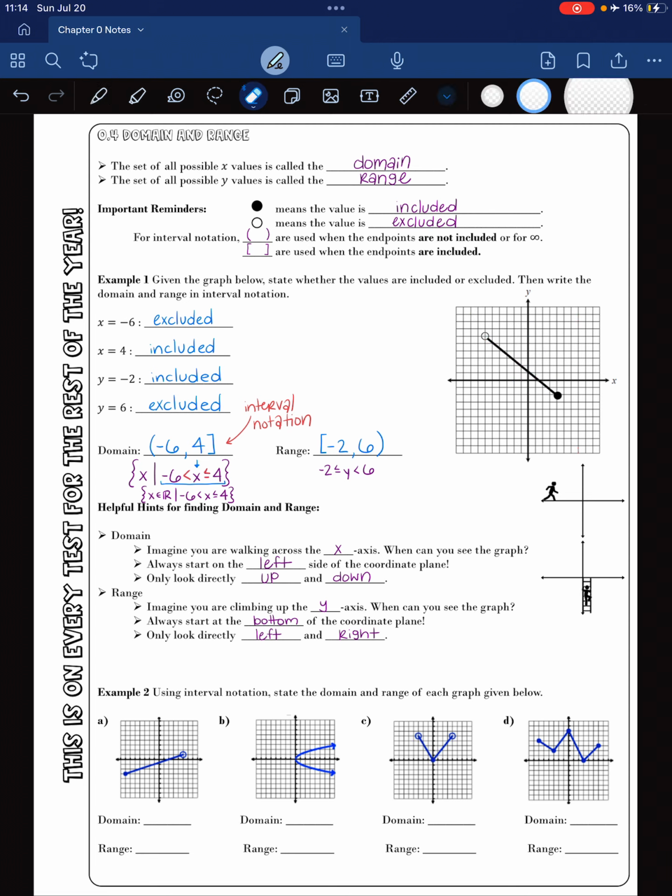Okay, so that's what we're talking about when we discuss domain and range. So some helpful hints for thinking about that as you look at a graph. I like to imagine that I'm walking along the graph.